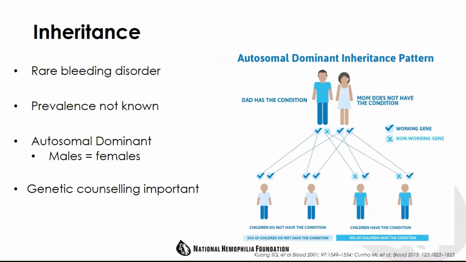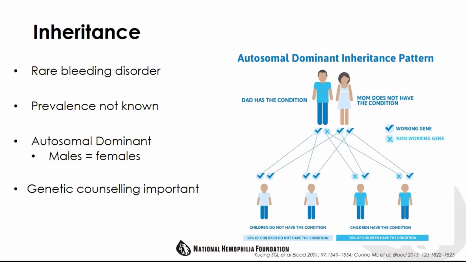Again, very rare. The prevalence is not known because there are only case reports. It is autosomal dominant, which is different from Factor V deficiency and combined Factor V and VIII deficiency. So in autosomal dominant disorders, as you can see in the figure on the right, about 50% of the children in each pregnancy have a risk of carrying the disease.